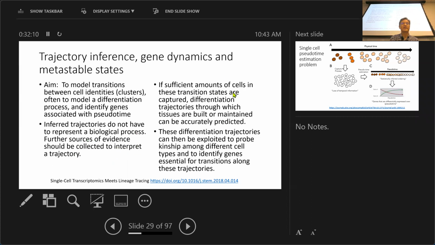This will only become available if you have enough cells. If you only have 5 cells, or like bulk RNA-seq, you cannot do it. So it only takes advantage of the large number of cells that you collected from a single cell technology.